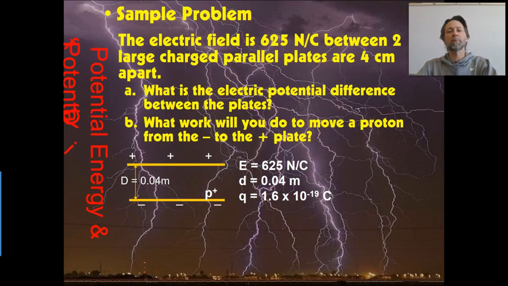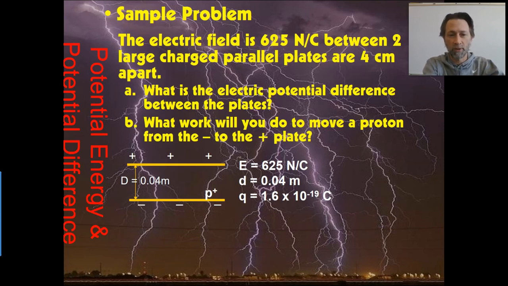So, sample problem. The electric field is 625 newtons per coulomb between two large charged parallel plates that are 4 centimeters apart. What is the electric potential difference between the plates? And what work would you do to move the proton from the negative plate to the positive plate? So the first thing I've done is I drew a picture here. I have a positive plate and a negative plate. I know that they are 4 centimeters apart, or I'd have to convert that into 0.04 meters. And then we have this proton.